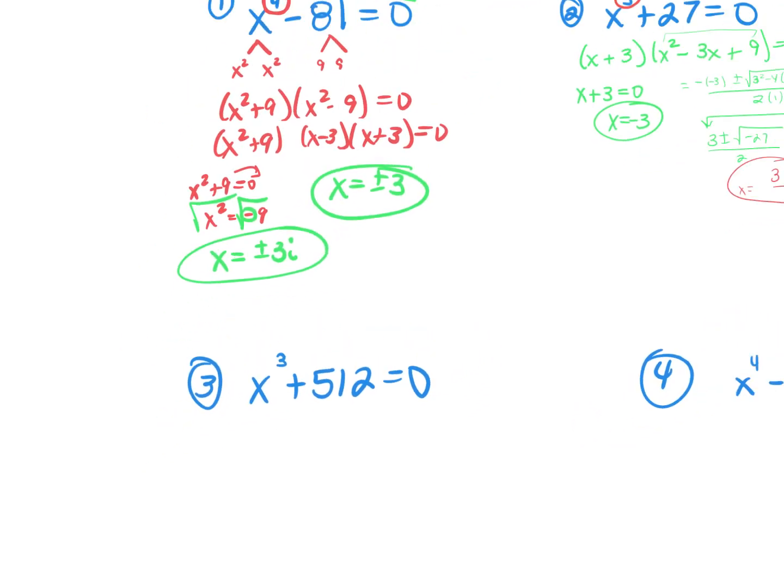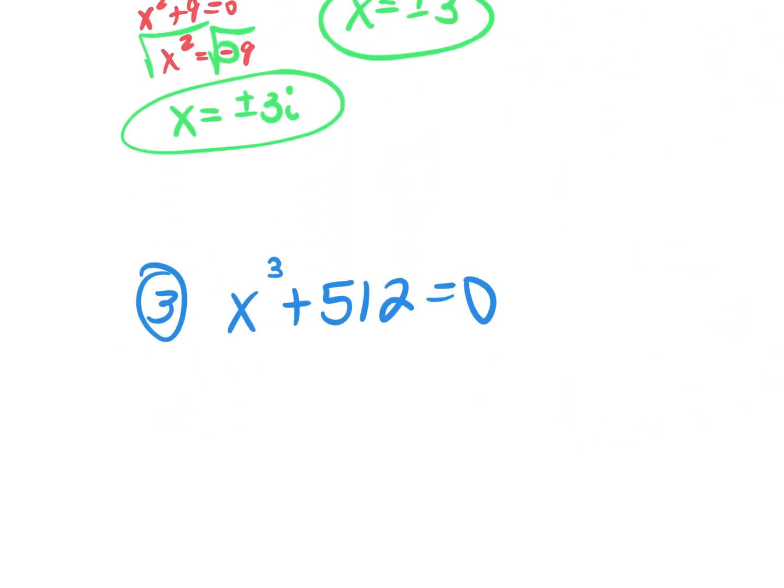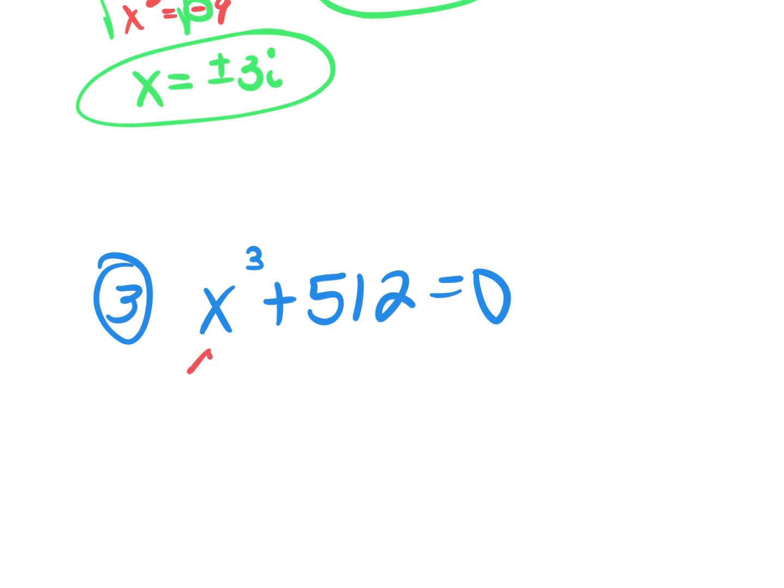So same exact thing here. This is the perfect cube pattern, but it's not the difference. We're adding. So what times what is going to give me x cubed? That's going to be x. What times what is going to give me 512, and that's positive 8.